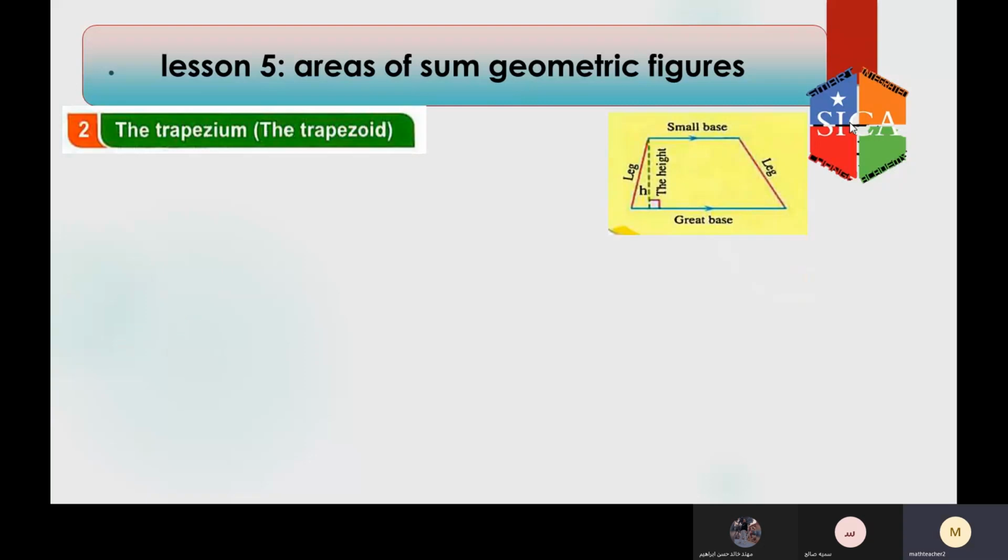The trapezium or the trapezoid. The trapezium is a quadrilateral, a figure with 4 sides, that has only 2 parallel bases. This is a small base and this is the greater base. They are 2 parallel. This side is called leg and this side is called leg. And this is the height.